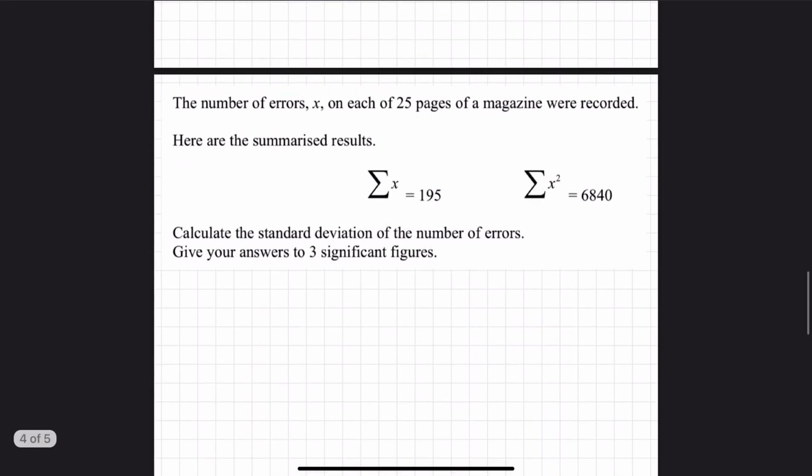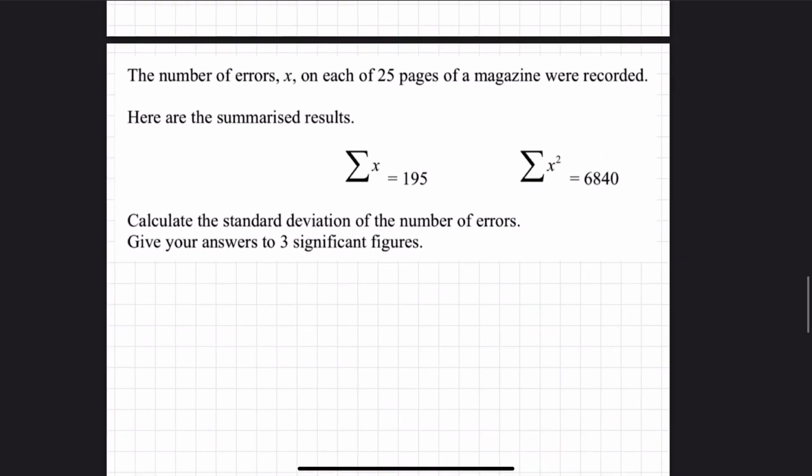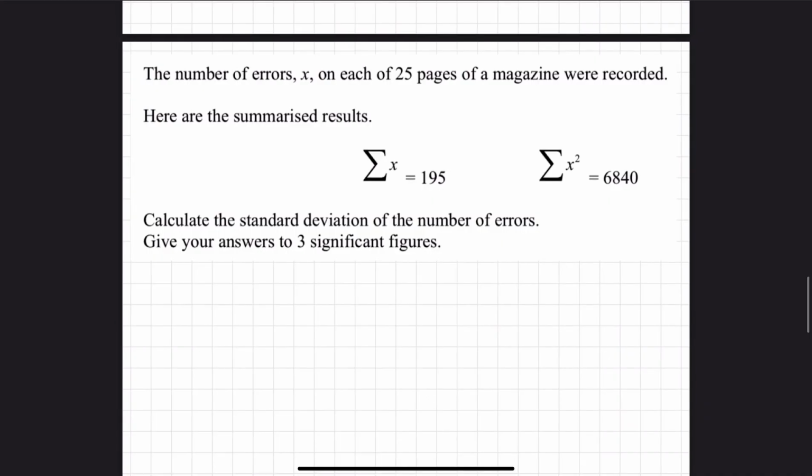Okay, another question. And it is summarized the statistics for us. So this is like the first example. So the number of errors, and it gives us the variable x, of each 25 pages of a magazine were recorded. Here are the summarized results. Calculate the standard deviation for the number of errors.